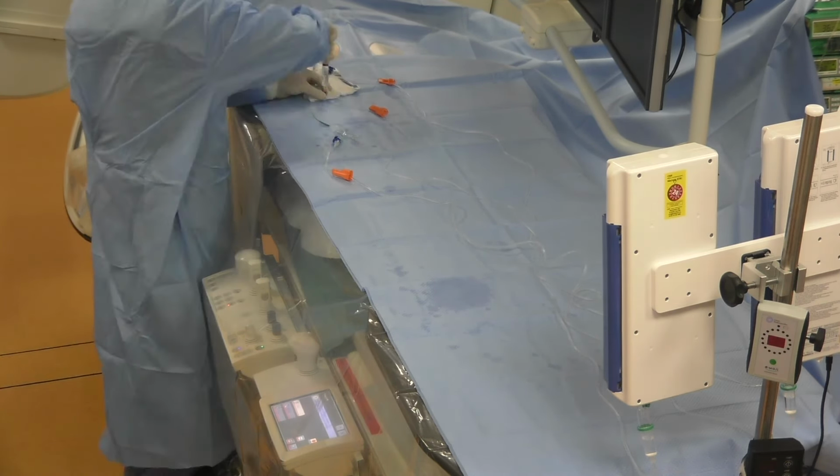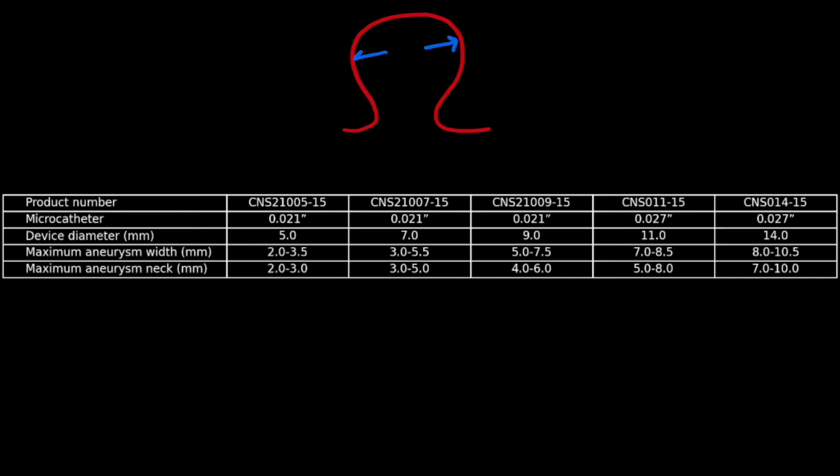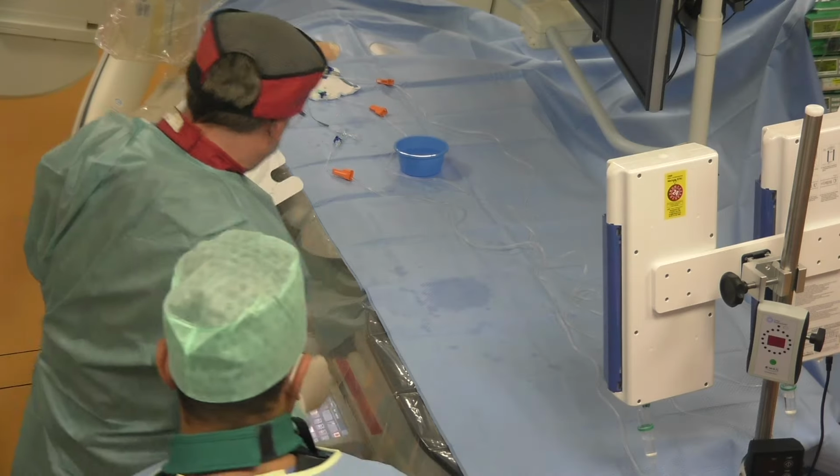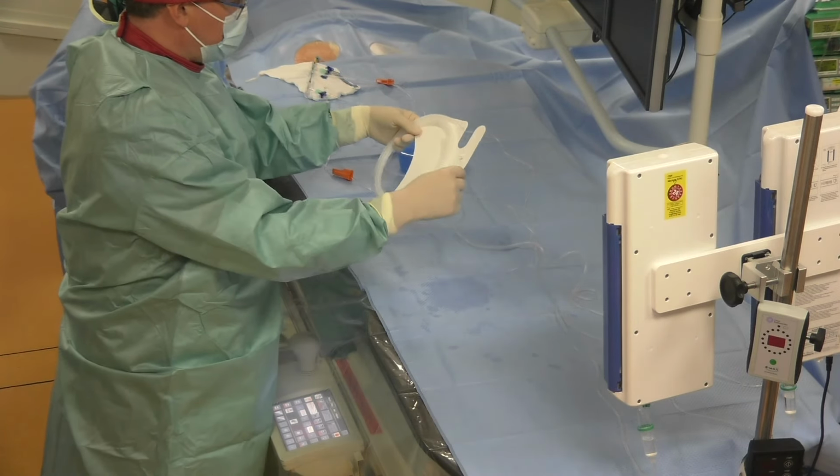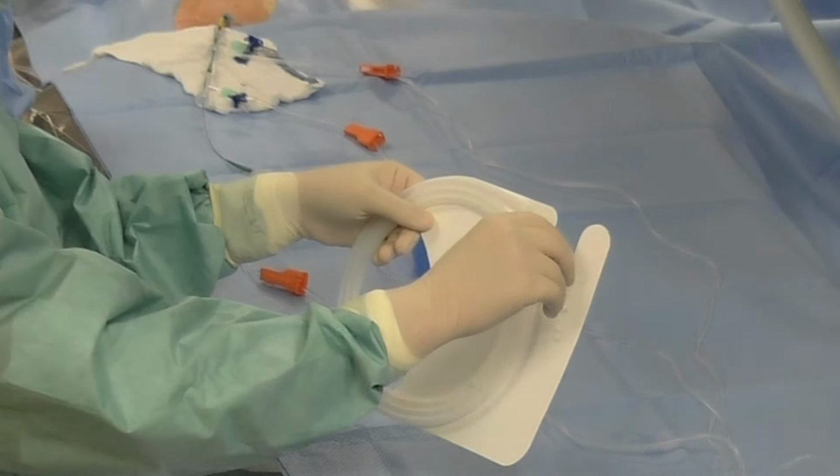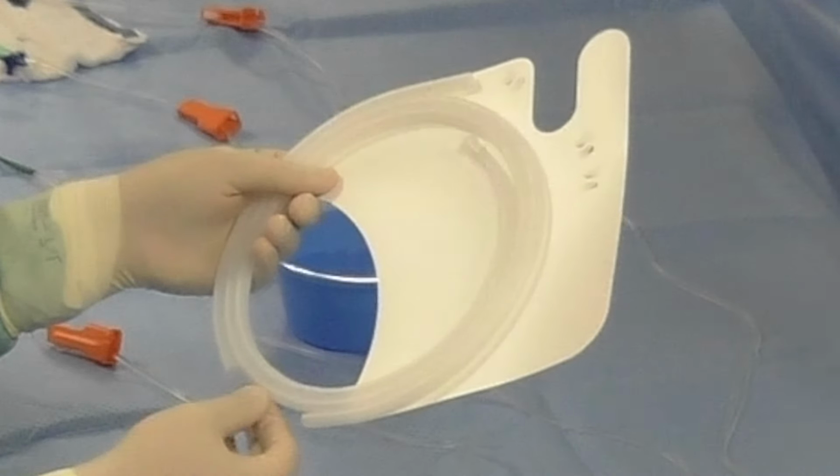Our aneurysm was 4.2 millimeters wide and the neck was 3 millimeters. That's why, according to the table of Stryker, we should take the 7 millimeter contour device. And here we have our 7 millimeter contour device, and we push it forwards to get it outside.